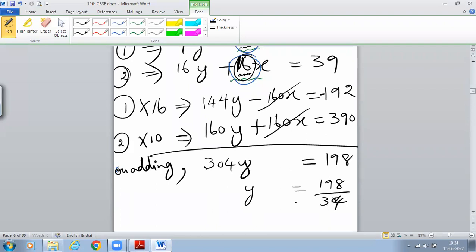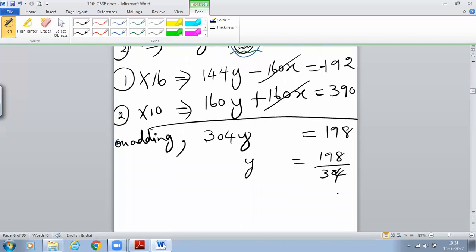Now 198 divided by 304 can be simplified because both are even numbers, right? 198 is an even number, 304 is also an even number. So I can cancel it using the 2 table. Or if it has any common factor other than 2, then we can cancel it directly. Tell me, is there any common factor for 198 and 304 apart from 2? Or else you can simplify using the 2 table.